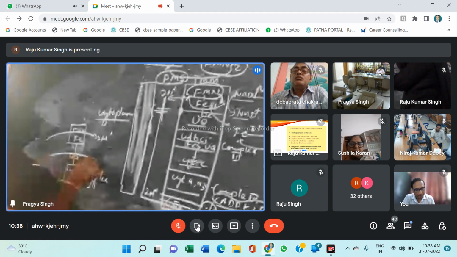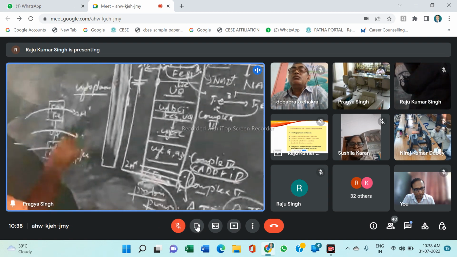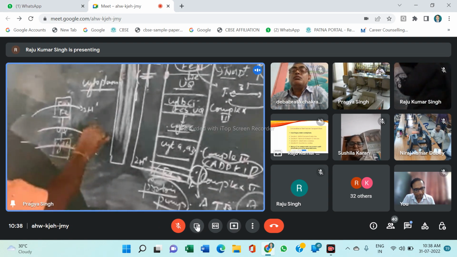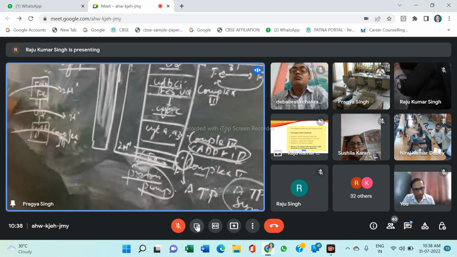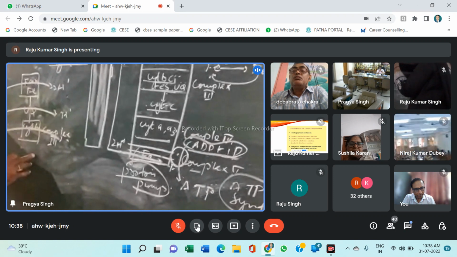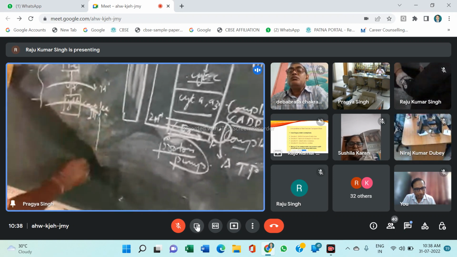Okay, protons are pumped from here. Protons are pumped from here. यहाँ जितने भी protons pumped हो गए, they are being pumped here. So how many are pumped here? 3. 3 are being pumped. So 3 are generating ultimately ये क्या होंगे?